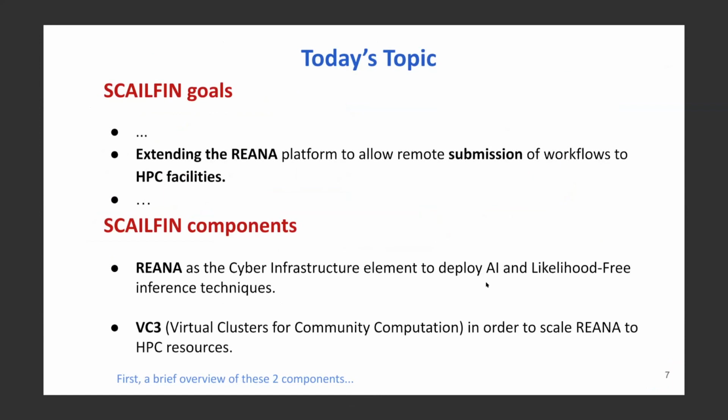Today's topic for SCAILFIN is focused on how we extend this RIhanna platform in order to allow remote submission of workflows to HPC facilities. Right now, we have two main components that we are leveraging. One of them is, as I have already mentioned, RIhanna for the reproducibility framework part. And then the other component is called VC3.